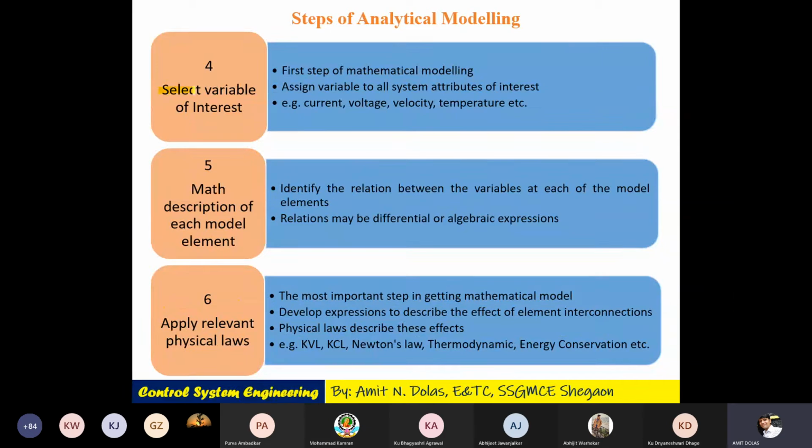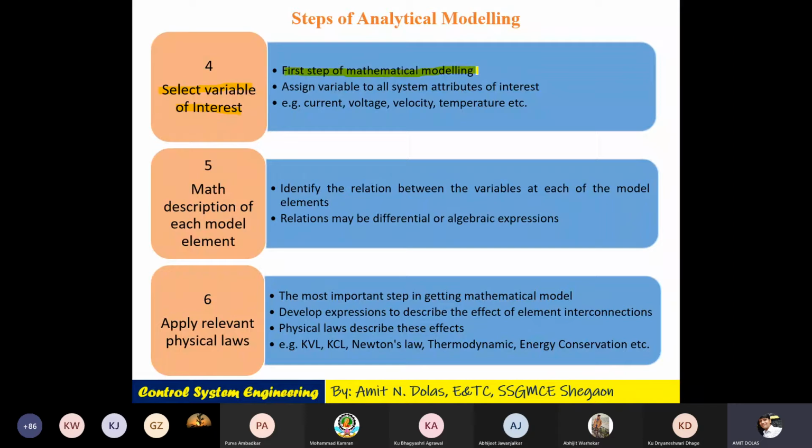The fourth step, select variable of interest. First step of mathematical modeling, क्योंकि हमें जब तक variable पता नहीं, जैसे कि RLC circuit पे you are working and you don't know what the variables are, right? Whether it is current, force, elements क्या हो गया RLC circuit में? Elements are R, L and C. Whatever components we are using are the elements. Like in a mechanical system, we have mass, spring, damper. These are the elements. But variables are force, torque, displacement, likewise.